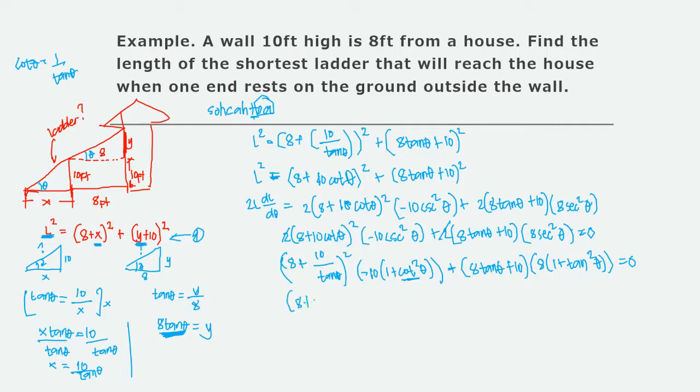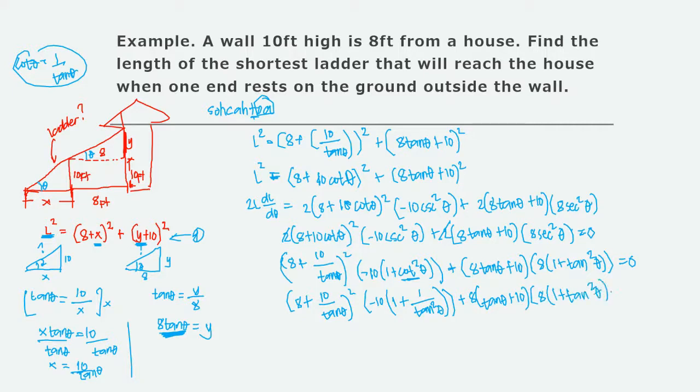So rewriting all of this again, we have (8 plus 10 over tangent theta squared) times negative 10 times (1 plus 1 over tangent squared theta). Again, we use this reciprocal identity to convert cotangent into tangent, plus (8 times tangent theta plus 10) times 8 times (1 plus tangent squared theta). That is equivalent to 0. As you can observe, all of our trigonometric functions were already converted to tangent.